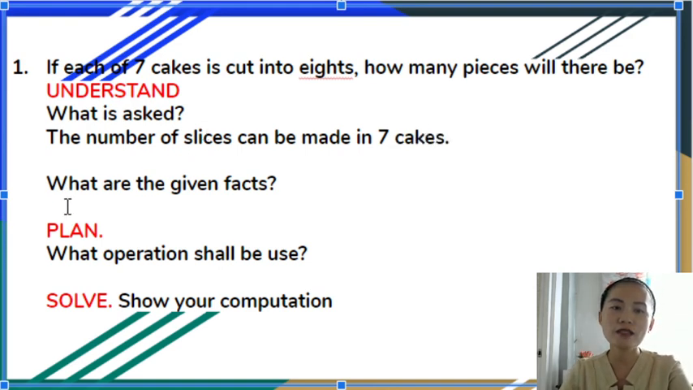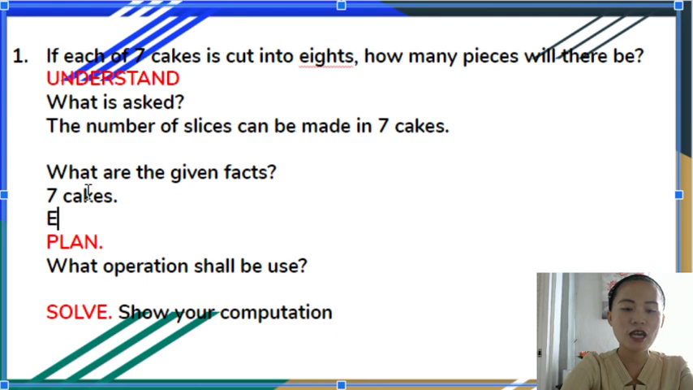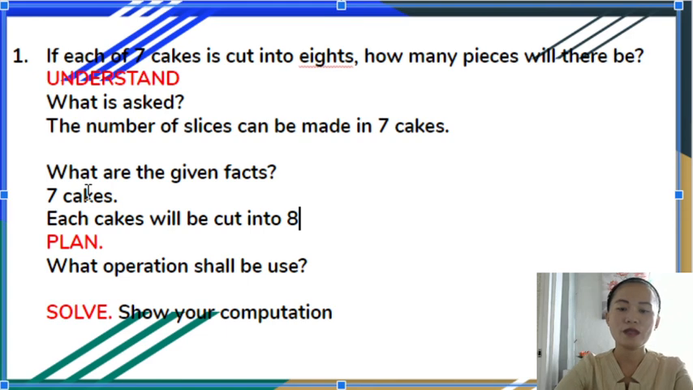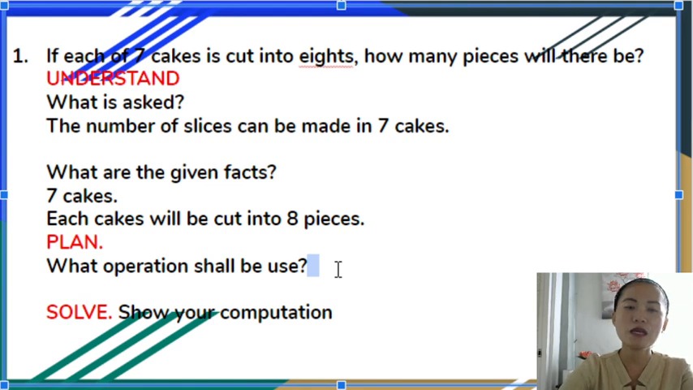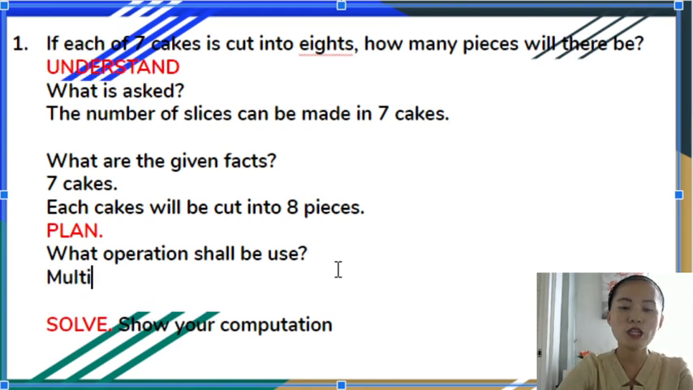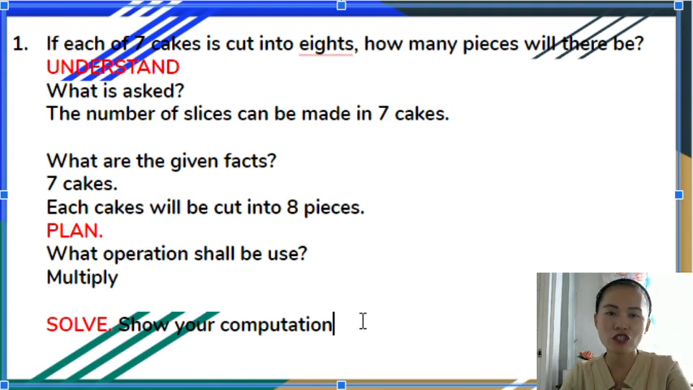Okay, what are the given facts? Of course, we have 7 cakes, and then each cake will be cut into 8 pieces. Okay, so sa pagpaparami ito, we're going to multiply. So yun ang operation na gagamitin natin. So now you're ready to perform the operation as simple as this one.